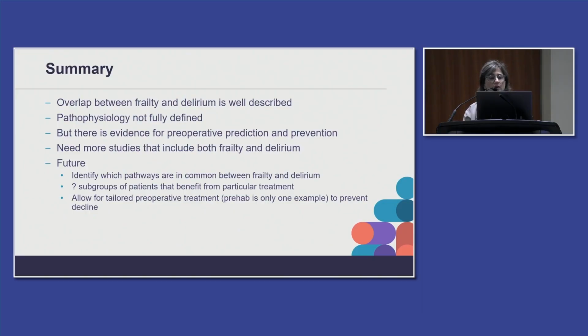So in summary, certainly the overlap between frailty and delirium is well described. However, the pathophysiology is not well defined, but there's evidence for preoperative prediction as Fritz told us, and there's some evidence for prevention. We need more studies out there that include both frailty and delirium.